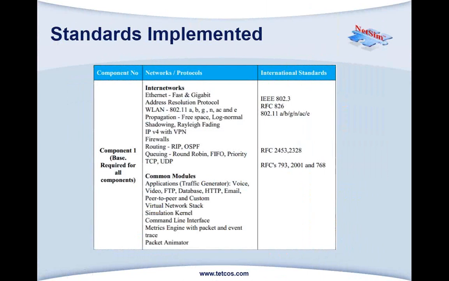So these are the various standards implemented here. Here we can see some components, like in internetworks we have Ethernet, ARP, wireless LAN, propagation, shadowing, IPv4, firewalls, routing. All these things we can do in internetworks, and all these are designed on various IEEE standards, 802.11 a/b/g/n, then RFC standards.